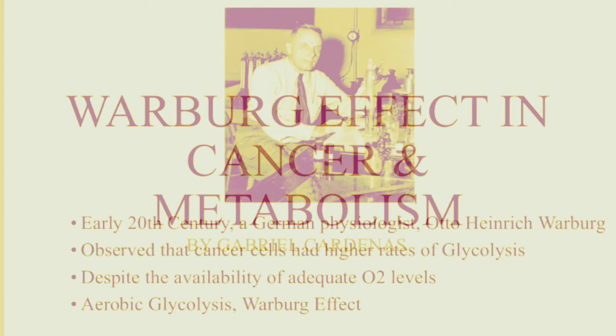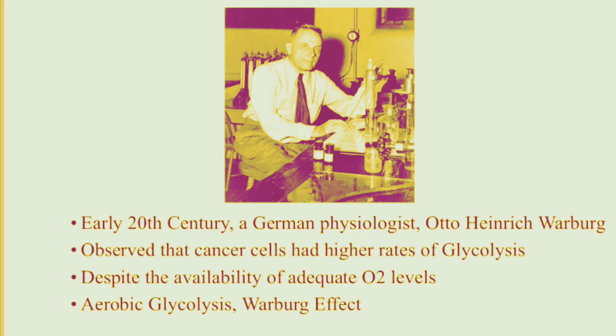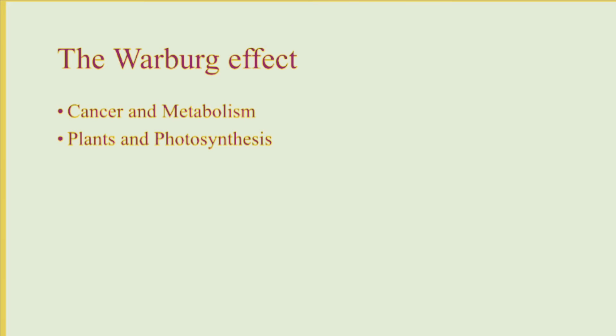So, in the early 20th century, a German physiologist named Otto Heinrich Warburg observed that cancer cells had higher rates of glycolysis, despite the availability of adequate oxygen levels. The aerobic glycolysis is also known as the Warburg Effect. The Warburg Effect can be seen in two different aspects, and that is the cancer metabolism in plants and photosynthesis. I will be speaking about cancer and metabolism today.